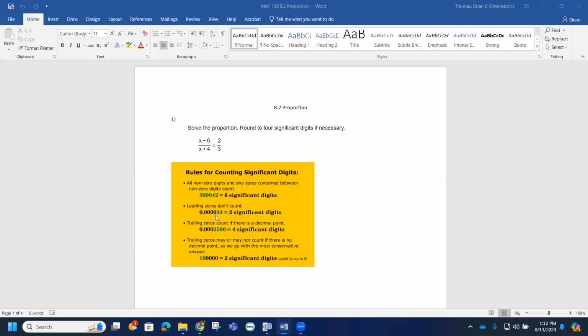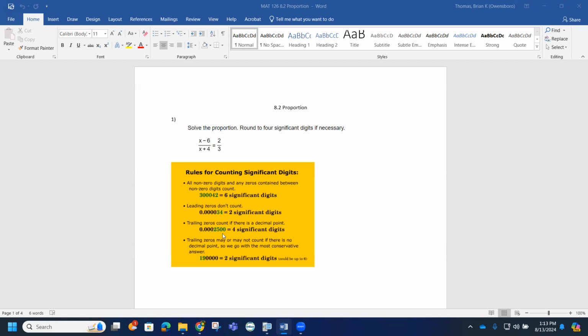Now, if you're dealing with decimals, leading zeros don't count. So if we look at decimals, when I talk about significant digits, these leading zeros will not count. So this is only 2 significant digits. If I'm dealing with decimals, trailing zeros do count. So notice that the front zeros don't count, but these trailing zeros do count.